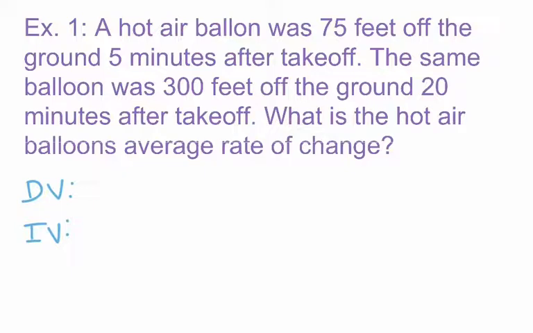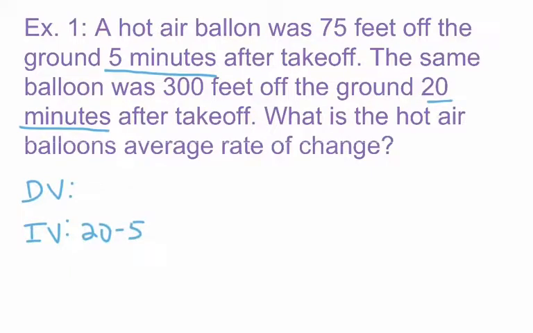The independent variable, we know anything related to time is going to be the independent variable. So we have 5 minutes and we have 20 minutes. Okay? And so we're looking for the change in the amount of time that passes. So if you think to yourself, all right, how much time passes if I go from 5 minutes up to 20 minutes? Well, from 5 minutes to 20 minutes, that's going to be 15 minutes. And the way that we get that is by taking 20 minus 5.